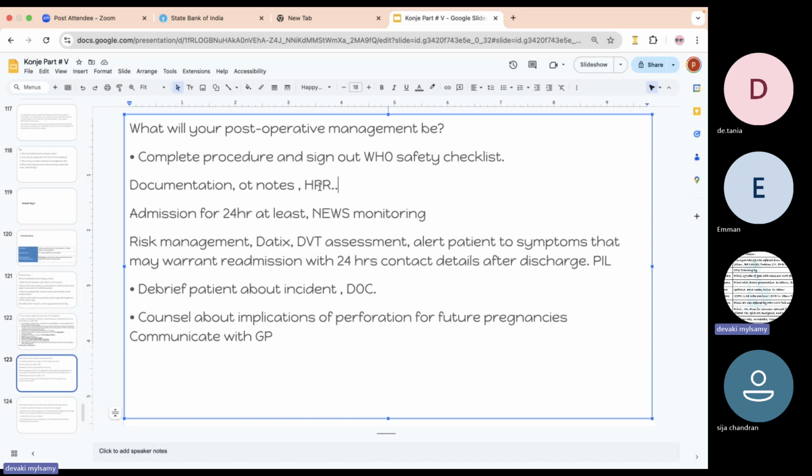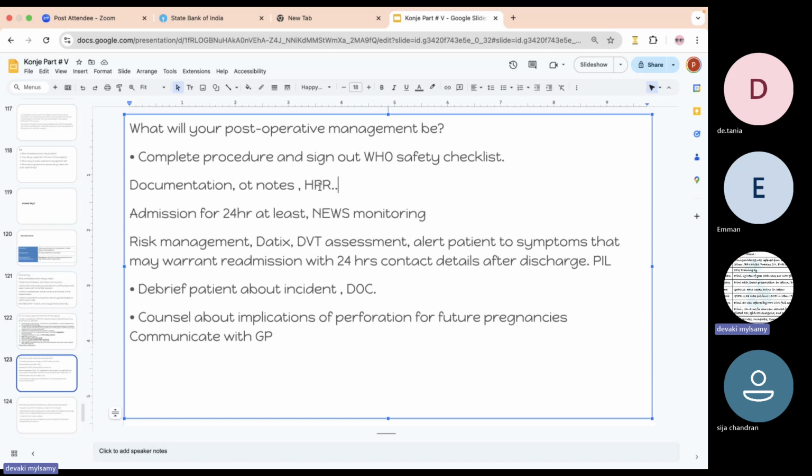Patient will not be discharged immediately. She will be shifted to either a recovery ward or a post-operative ward for at least 24 hours. Patient will be monitored on NEWS monitoring chart. It will not be MEOWS. Risk management issues will be involved here. That is DATIX, that is incident reporting, assess the patient for DVT.